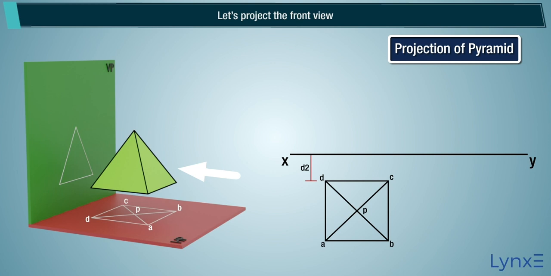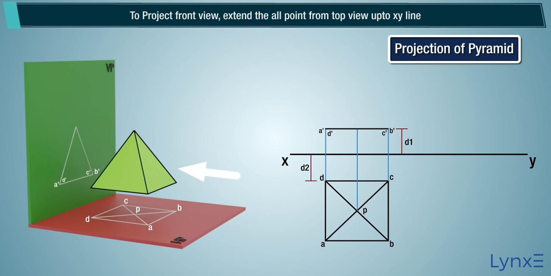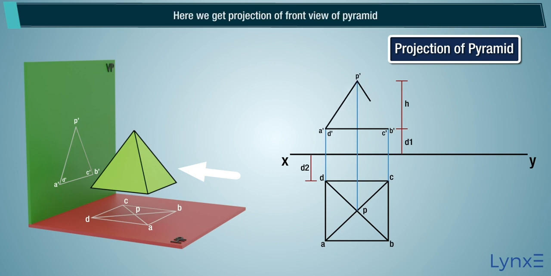Let's project the front view. To project the front view, extend all points from the top view up to the XY line. And further extend the points by D1 distance from the XY line, and point P further up to H distance. Here, we get the projection of the front view of the pyramid.